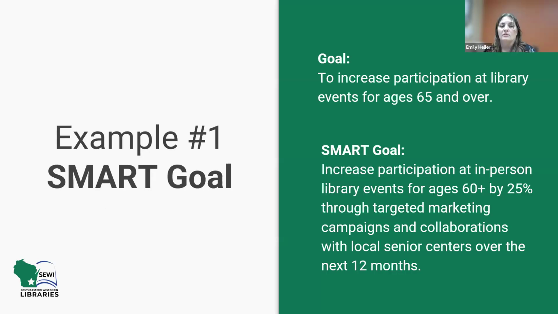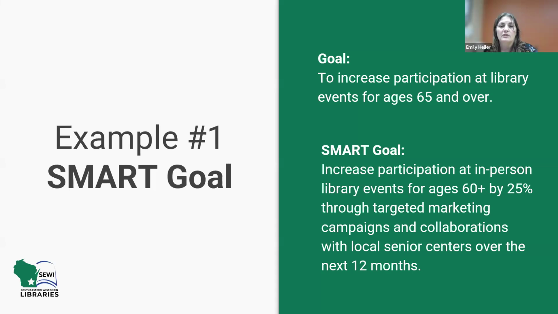And so here we took the original goal and made it into a SMART goal. So for specific, we wanted to encourage more attendance for in-person programs for that age group of 60 plus. And then we made it measurable by putting 25% as our goal increase. And maybe we'll count people at events or we'll be tracking registration.